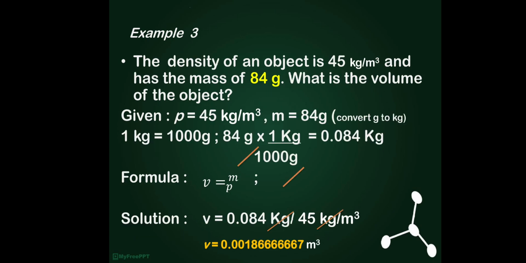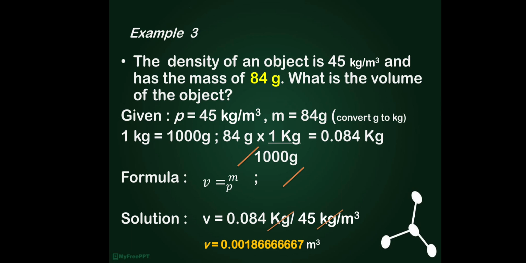So example number 3. This example number 3 is not the same as example 2 and 1 because here we have to convert. Conversion is now involved in this type of question. For example number 3, the density of an object is 45 kilogram per cubic meter and has the mass of 84 gram. What is the volume of the object?